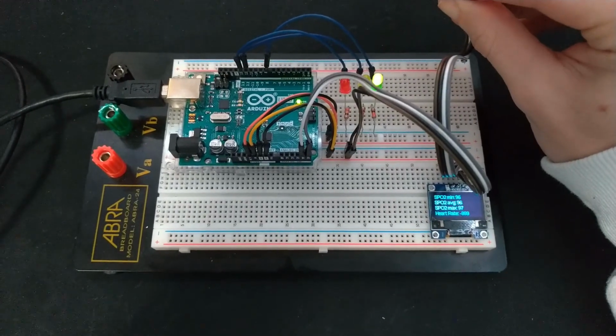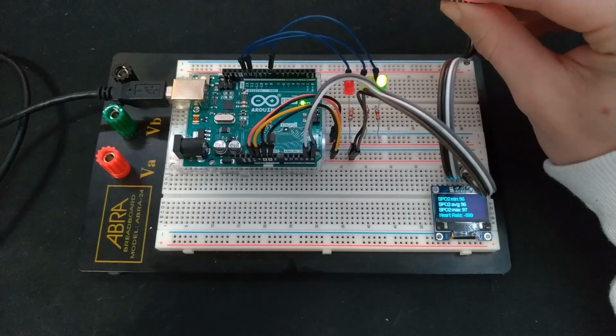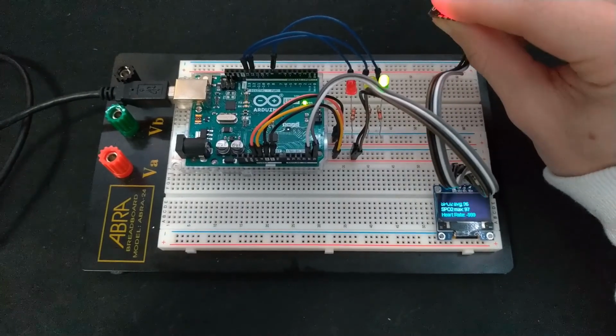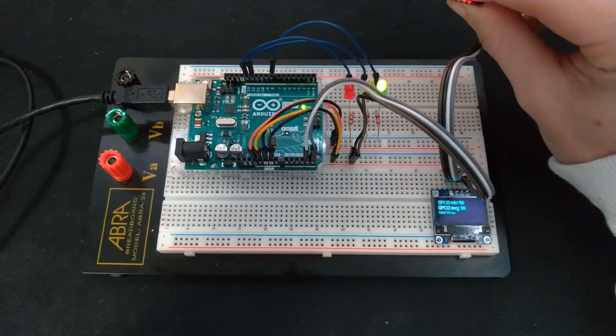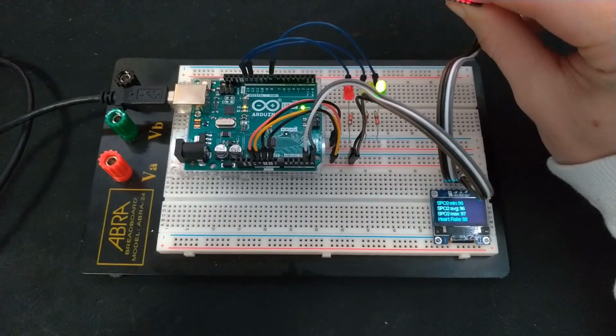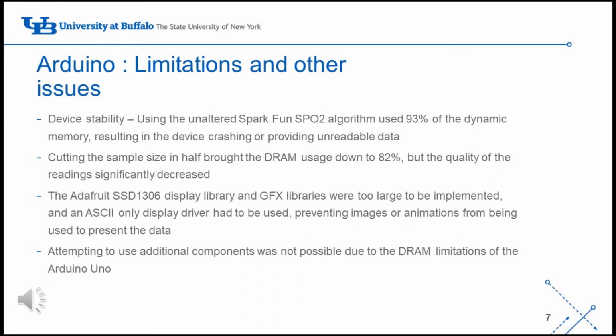Here's just a quick demonstration of the pulse oximeter in action. As you can see, the data on the display and the green LED is lit for the SpO2 being above 95. The Arduino platform proved to be very limiting in its applications due to its low processing speed and small amount of dynamic memory. The dynamic memory prevented any meaningful modifications from being made to the project.